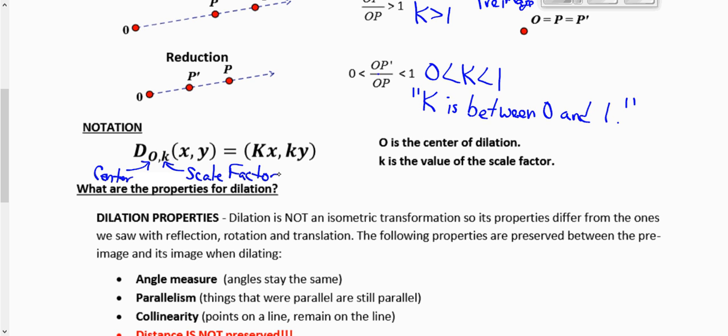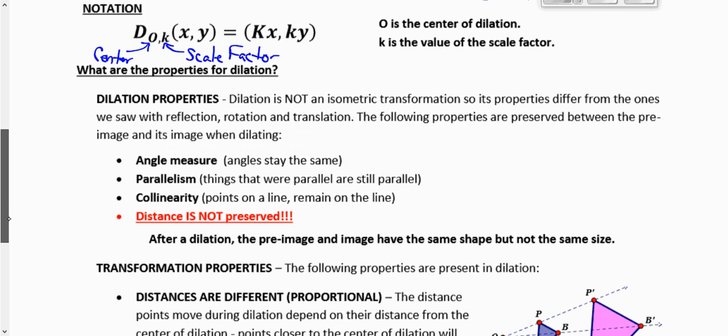But here are some properties of dilations. Obviously, they're not isometric, except for one case we talked about a while ago. But hang on, we'll get there in a second. The first thing, which we already talked about a minute ago, is that after a dilation, all the angle measures stay the same. They don't change, otherwise the shape would change itself, okay?